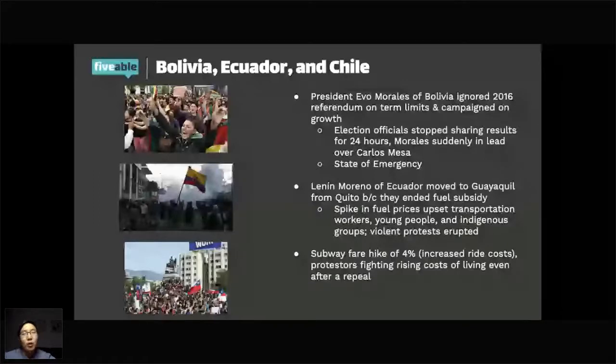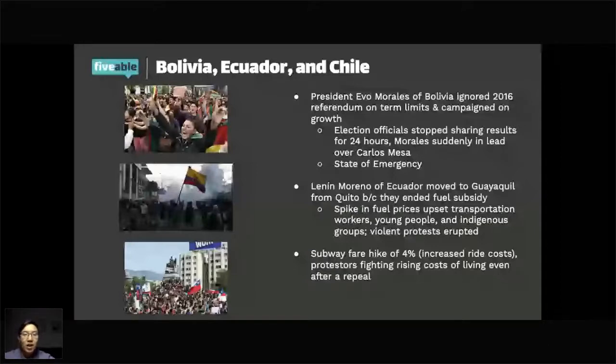He really focused on how he grew the economy of Bolivia, but a lot of people have been alleging corruption, including his own opponents, which led election officials most recently to stop sharing results for 24 hours all of a sudden. Then his opponent, Carlos Mesa, suddenly was down in votes, and Morales was in a huge lead. And then people began to protest. President Morales also declared a state of emergency, and he basically said he won. He gave an acceptance speech, even though people were alleging corruption.